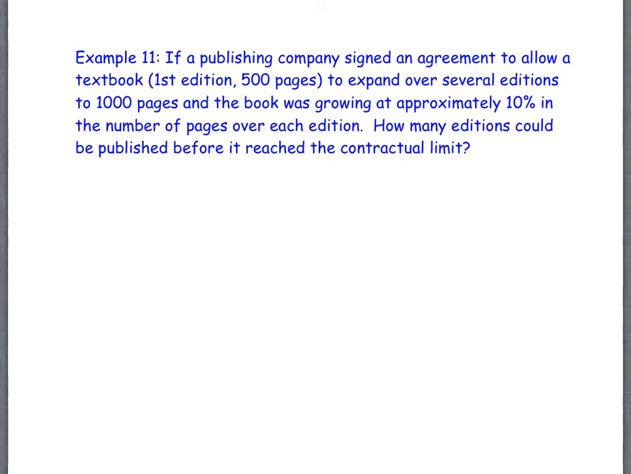All right. We're going to try another one. It doesn't look exactly like an interest problem, but it works just like an interest problem, so we'll talk through it and see how that makes sense in a second here.